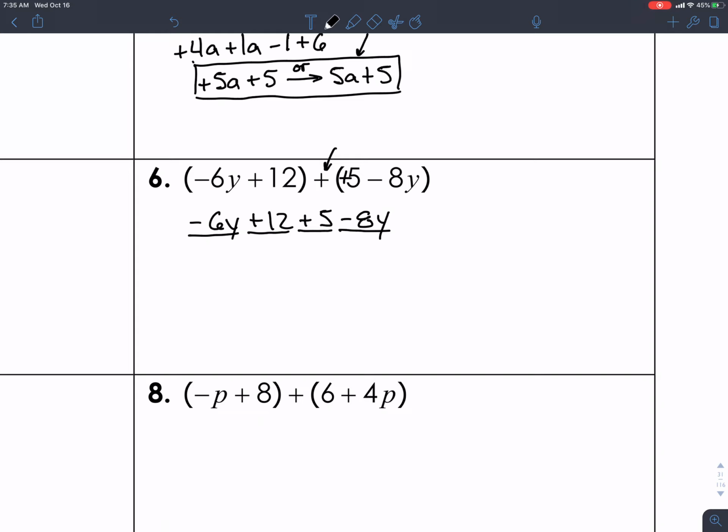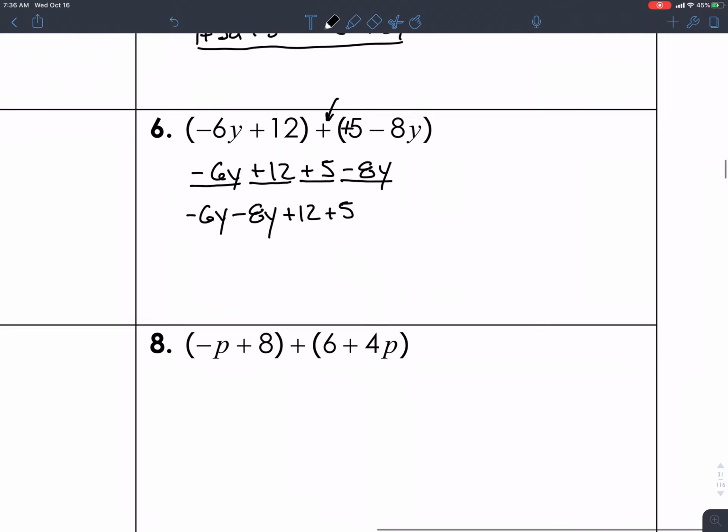So let's put our like terms together. We always want our variable terms first. So I look for the terms with letters in them. A negative 6y is the first thing I come across. That goes out front. Then a negative 8y. So I'm done with the y terms. Then we have the positive 12 and the positive 5. Now we have all of our like terms together, and we can start combining.